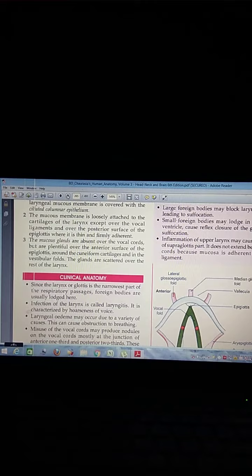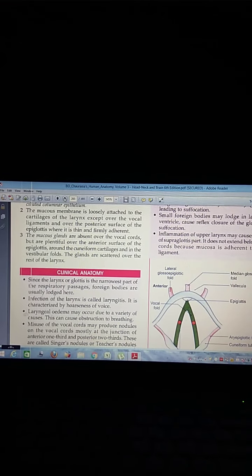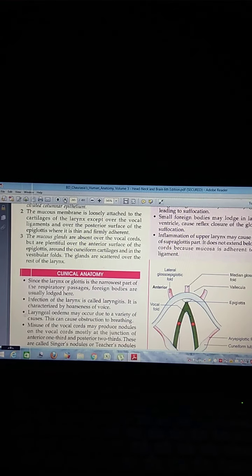The mucous membrane is loosely attached to the cartilages of the larynx except over the vocal ligament and over the posterior surface of the epiglottis, where it is thin and firmly adherent. The mucous glands are absent over the vocal cords, but are plentiful over the anterior surface of the epiglottis, around the cuneiform cartilages, and in the vestibular fold. The glands are scattered over the rest of the larynx.